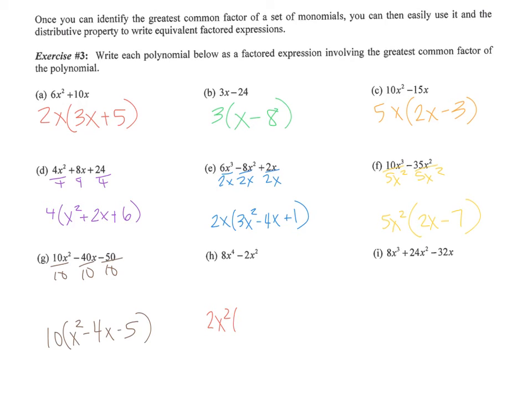Everything has a 2x squared. So 4x squared minus 1. And our last one, everything has an 8x. So we have x squared plus 3x minus 4.